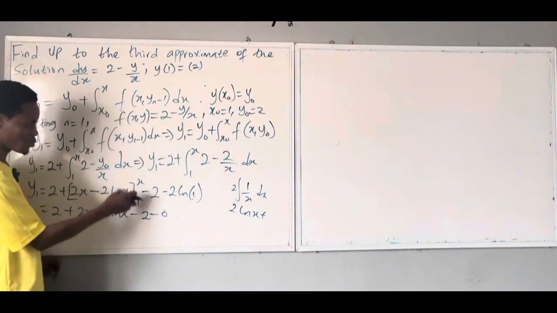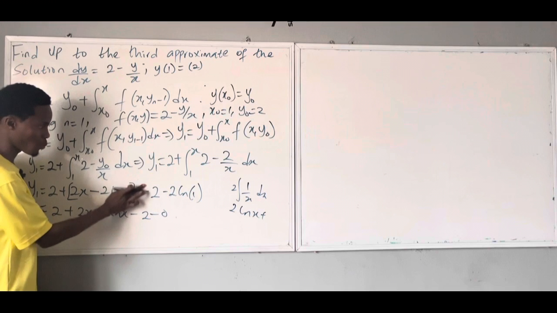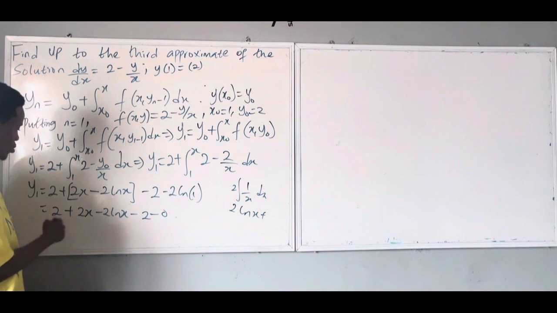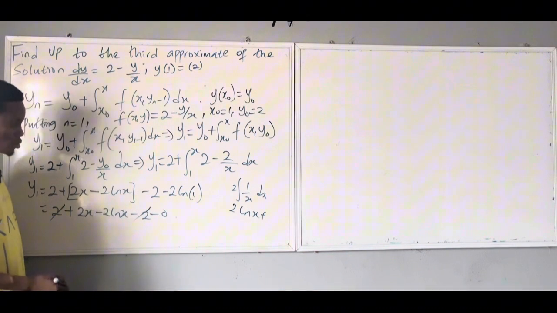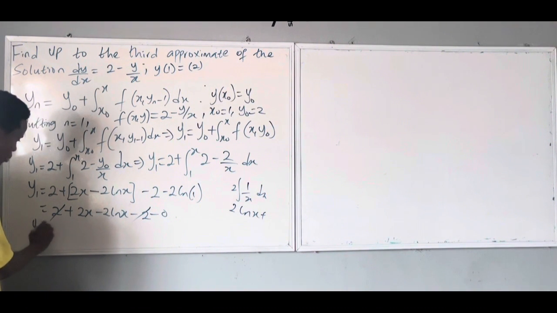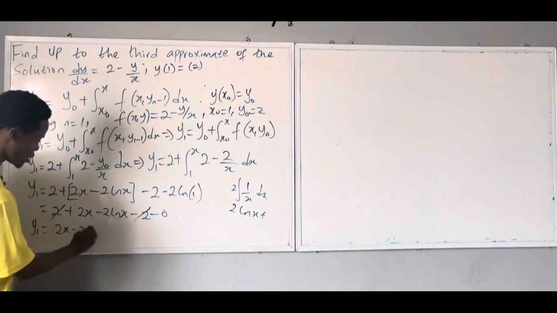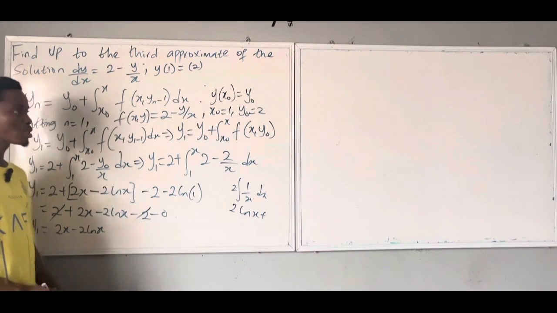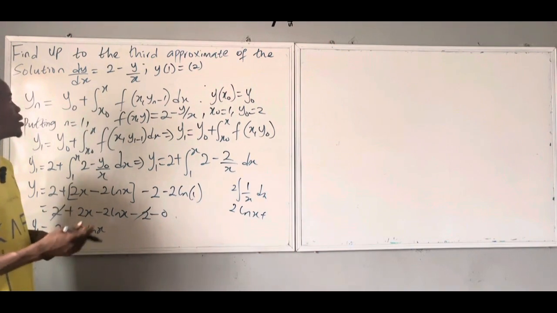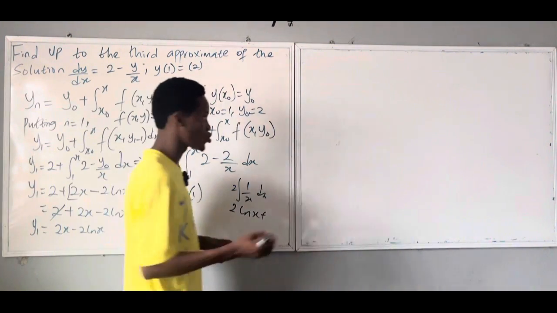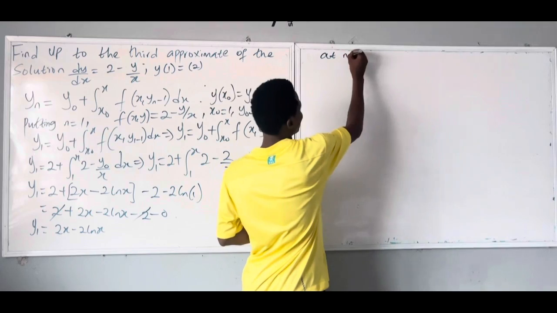So since I've taken this, I don't have to write it up here. So what did I have again? So I'm going to have 2 plus 2x minus, so these two we cancel these two. So my y1 will now be 2x minus 2 ln x. So it means I've gotten my y1. So let us consider the second approximation at n is equal to 2.